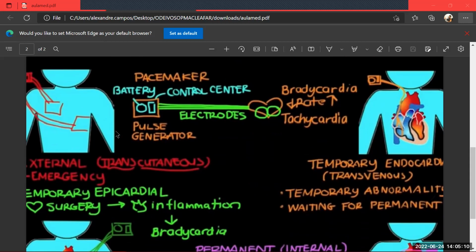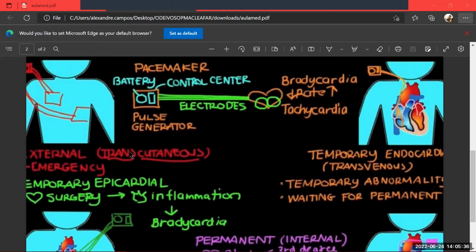And the other thing is the pacemaker. It has the pulse generator, a battery, a control center, which is kind of like a computer, and the electrodes that go into the heart. If you have bradycardia or tachycardia, bradycardia is a low heart rate, tachycardia is a high heart rate.